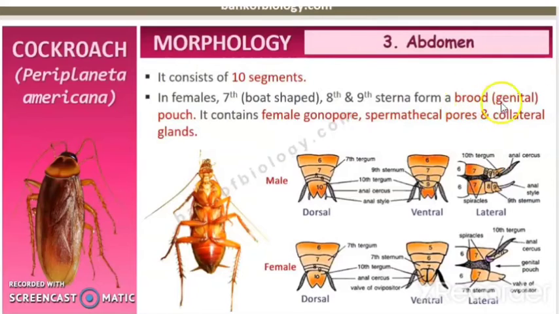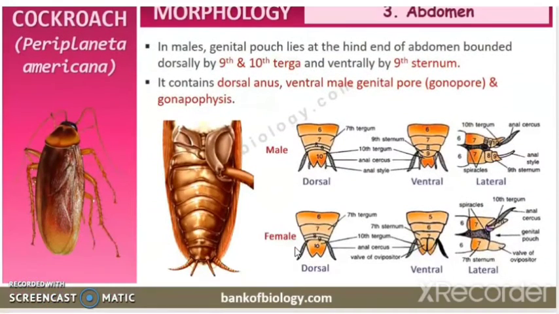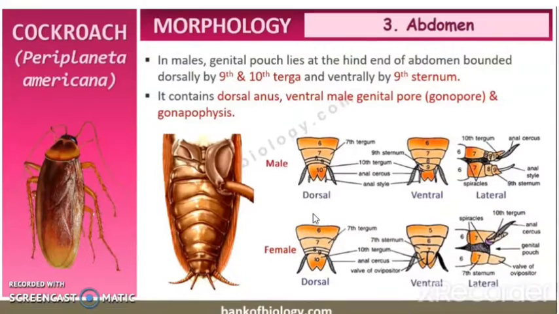So brood is nothing but the genital pouch in females. Other than that, it contains the female gonopore, spermathecal pores, and also collateral glands. We will be learning about this in the reproductive part. Now let us move on to the next part, children. Let us learn about the male cockroaches.